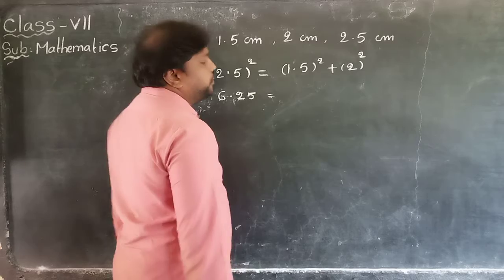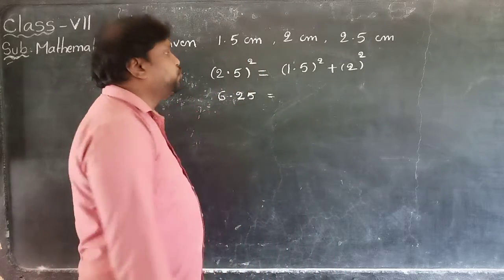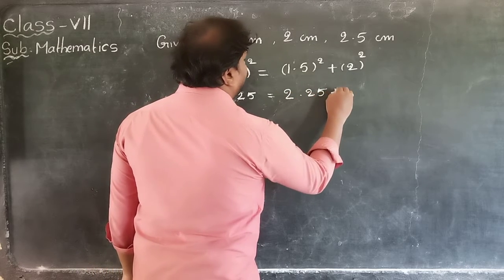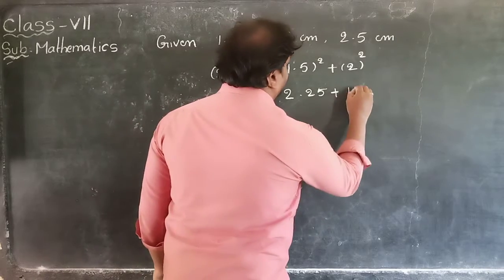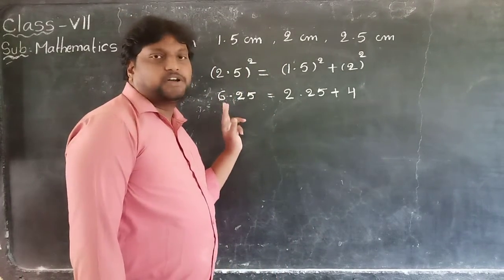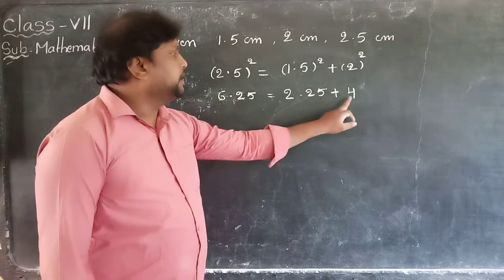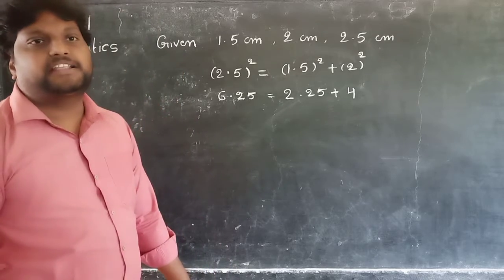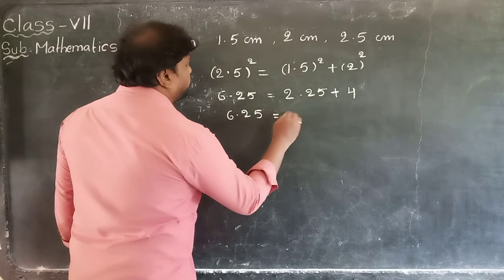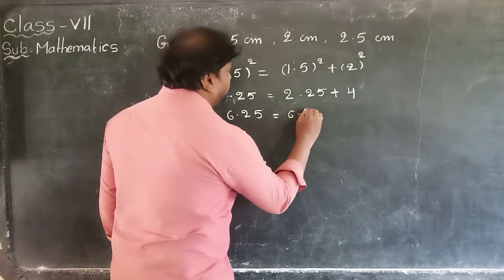Then 1.5 whole square, just consider 15. 15 times 15 is 225, means 2.25, plus 2 2s are 4. Just observe the 6.25. 6 is the whole part and 25 is the decimal part. 2 is the whole part and 25 is the decimal part. In that, 4 has only a whole part, there is no decimal part. Then 6.25 is equal to 2.25 plus 4. If you add, we get 6.25.